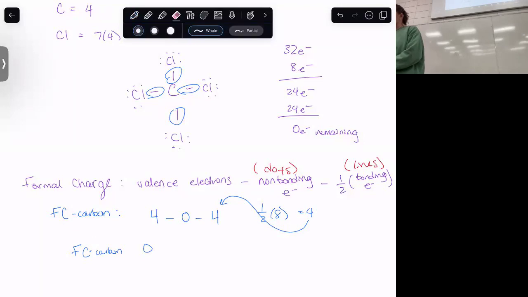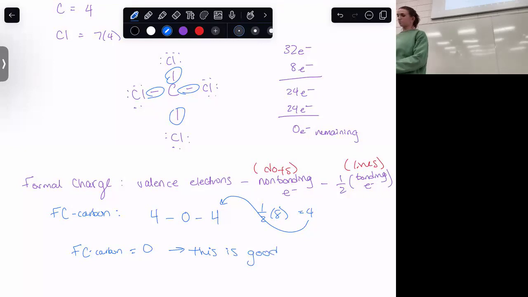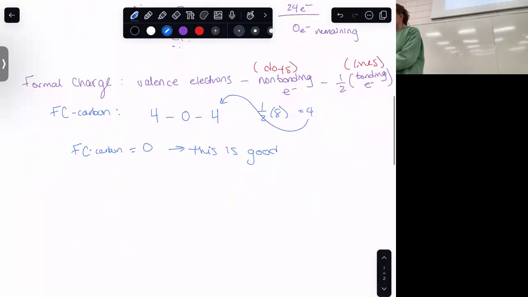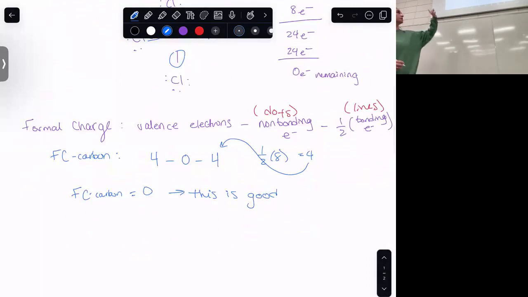Do we like formal charges of 0? Yes. Okay, so if it has a formal charge of 0, then we're just going to keep it as is. We don't need to indicate that it's a formal charge of 0 on our structure. We could do the same thing for the chlorine, and all of our chlorines look the same here.